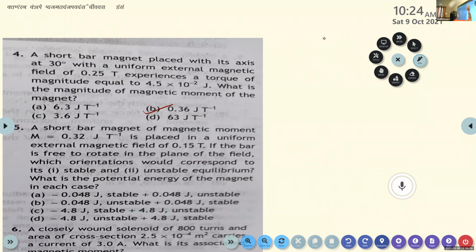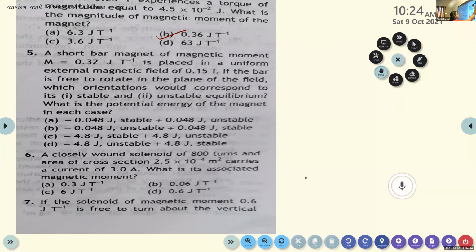Go to the next question. It is also a similar problem that we discussed in the previous period. A short bar magnet of magnetic moment M is equal to 0.32 joules per Tesla is placed in a uniform external magnetic field of 0.15 Tesla. If the bar magnet is free to rotate in the plane of the field, which orientations would correspond to its stable and unstable equilibrium? What is the potential energy of the magnet in each case?